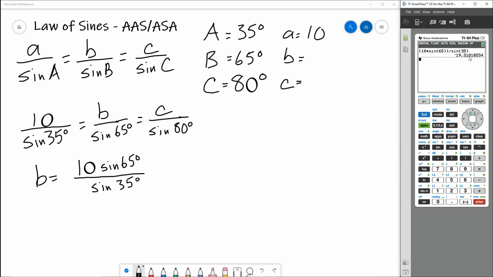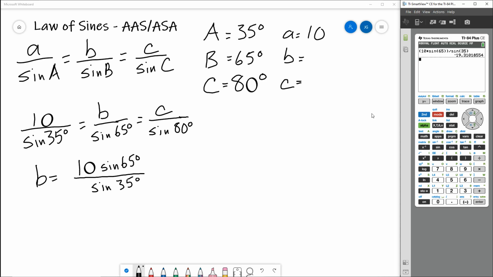What I did wrong here was I didn't make sure that my calculator was in degrees instead of radians. So I want to make sure. I'm going to go into my mode, go down, there it is, it's in radians, not in degrees. I'm going to hit enter for my degrees, and then get back into my main calculator, and I'm going to plug this in one more time.